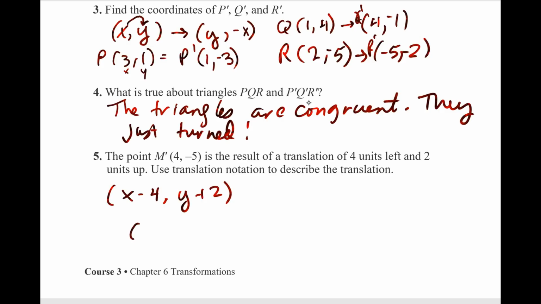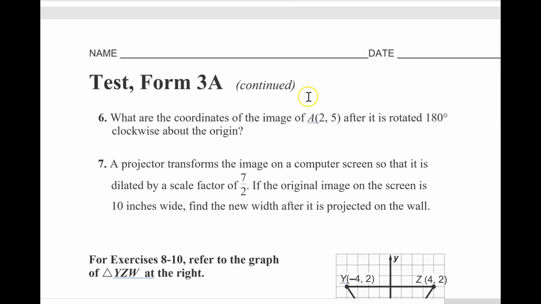So (x, y) goes to (x minus 4, y plus 2), because left is negative on the x-axis, and up is positive on the y-axis. All right, let's keep going.